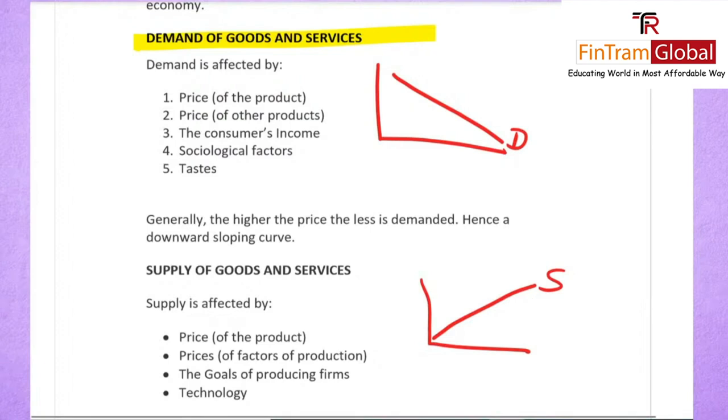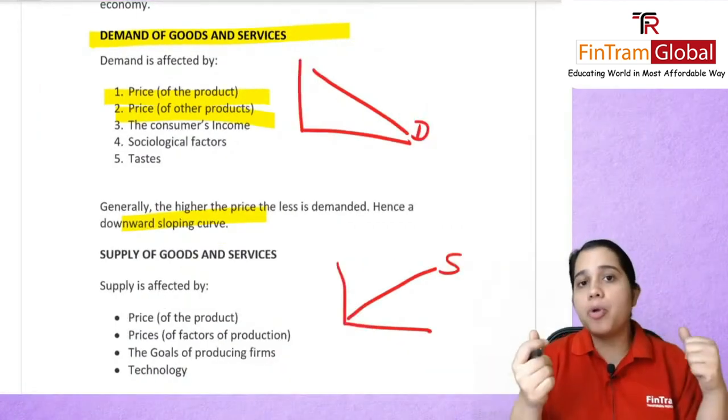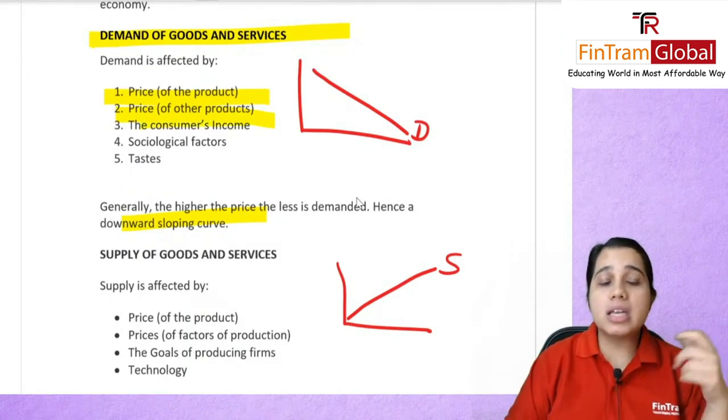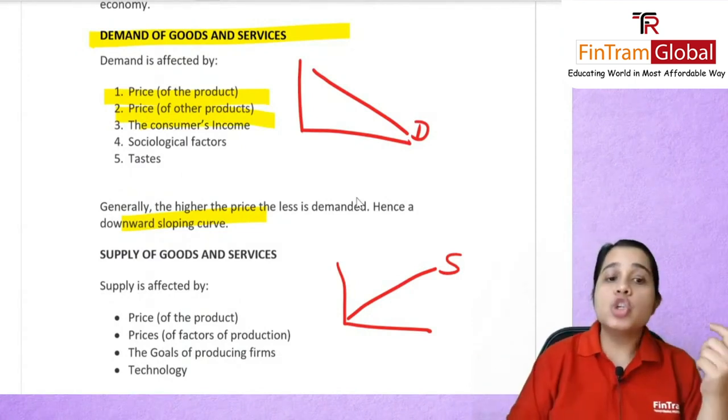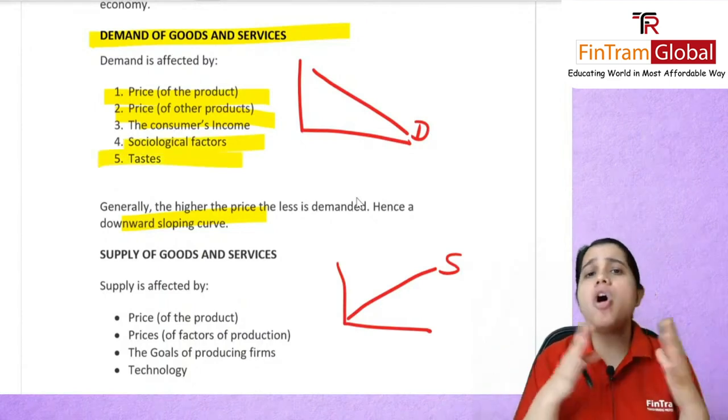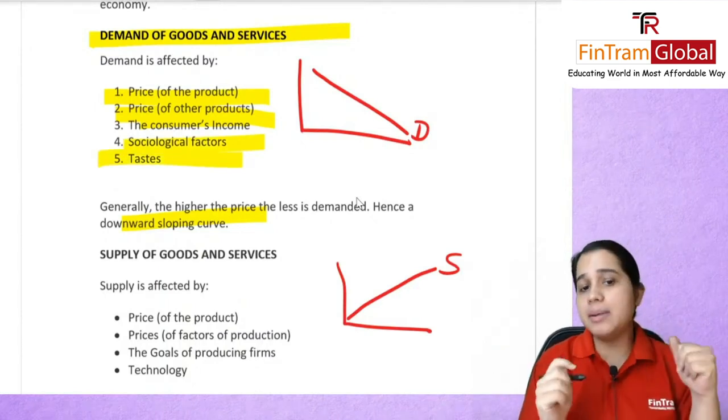Now, demand, how will that be affected? It will be, of course, the price of your product. So if your price is increasing, then the demand will probably decrease. That's what they say, and that's why you have a downward sloping curve, right? Then you have the price of other products. Let's say other people, your competitors, are selling at a cheaper price. Then again, your demand will probably fall. The consumer's income: if they have more income, they'll probably spend more. Demand will again increase. Sociological factors, taste, all of these are somewhat going to affect the demand.